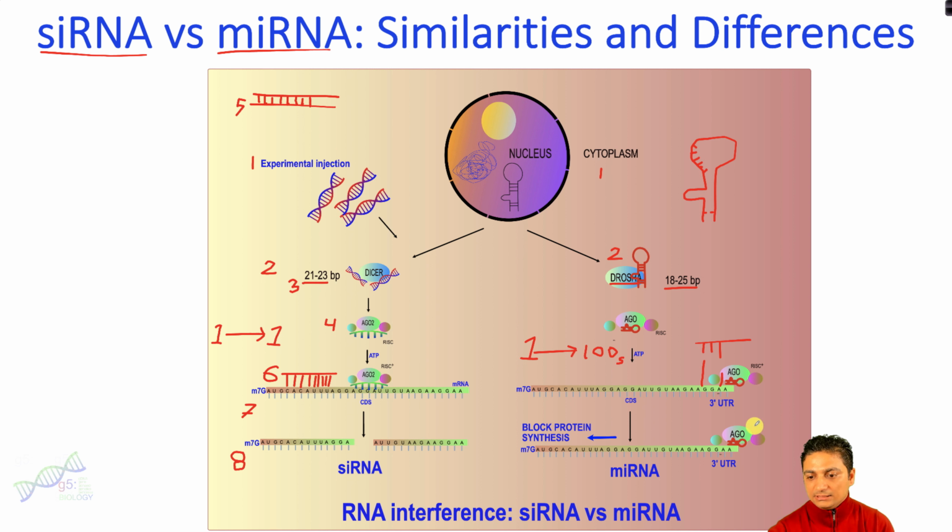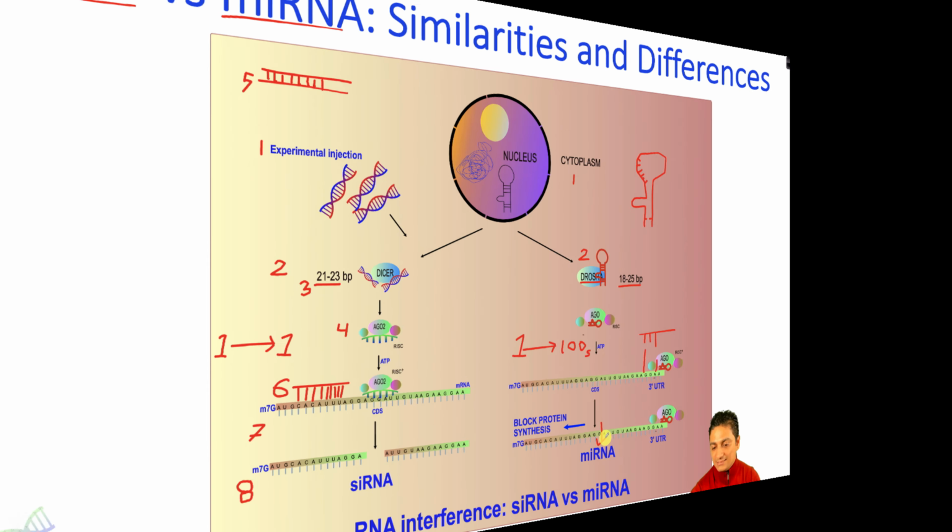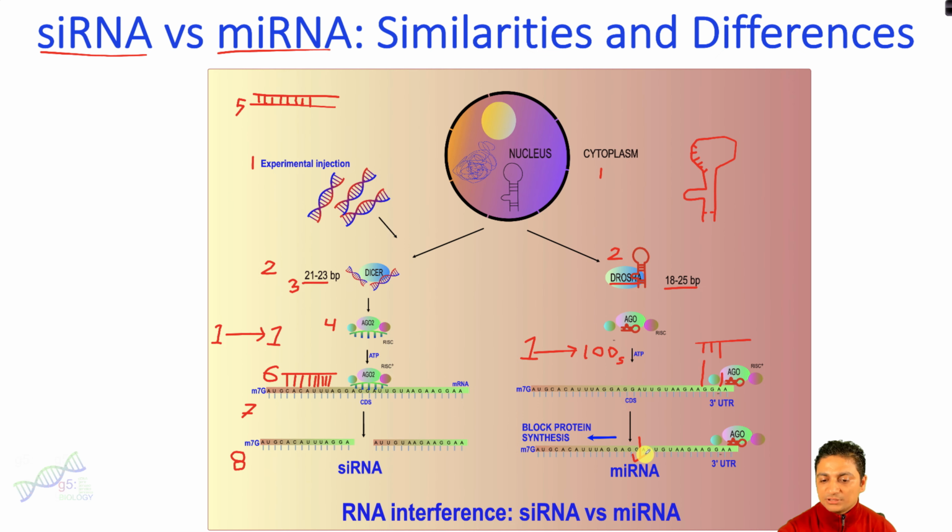In miRNA, this is attached to the 3' UTR region, and instead of chopping the mRNA into small pieces, it blocks protein synthesis. So it represses the expression of the gene, or it will repress the formation of amino acids. So that is going to be the eighth difference.